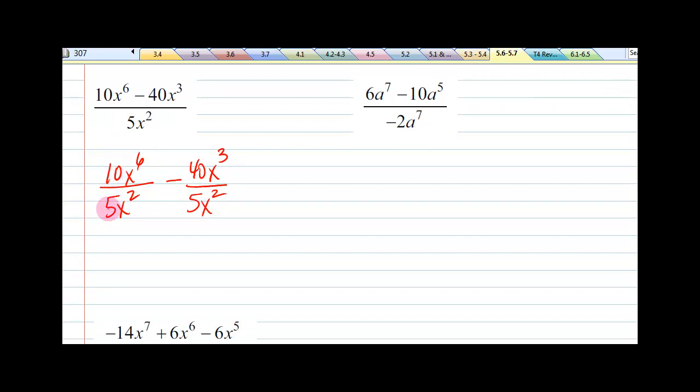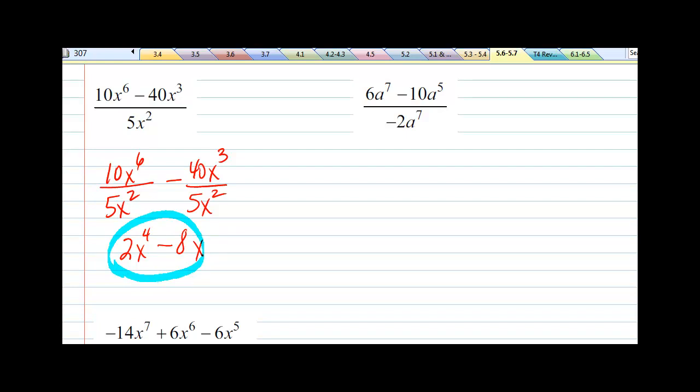So 10 divided by 5 is 2, and x to the 6th divided by x to the second power is x to the 4th, because 6 minus 2 gives me 4. And then I'm going to subtract 40 divided by 5. I get 8. X cubed over x squared leaves me with just x, because 3 minus 2 gives me 1. So you can see that my answer is 2x to the 4th minus 8x. So let's practice that again.